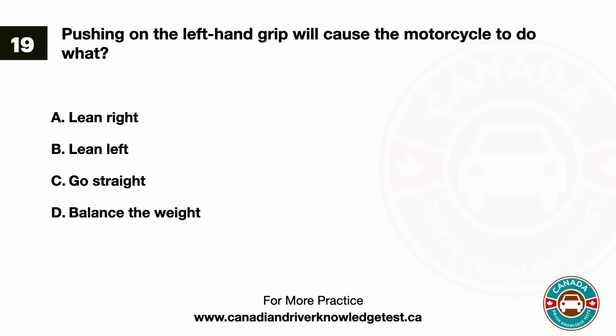Question 19. Pushing on the left-hand grip will cause the motorcycle to do what? A. Lean right. B. Lean left. C. Go straight. D. Balance the weight. The answer is B. Lean left.